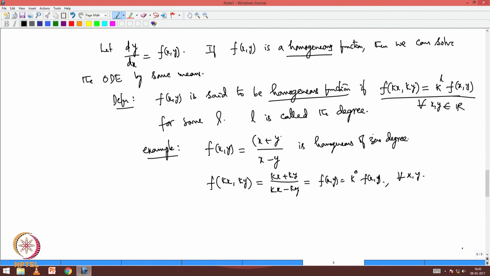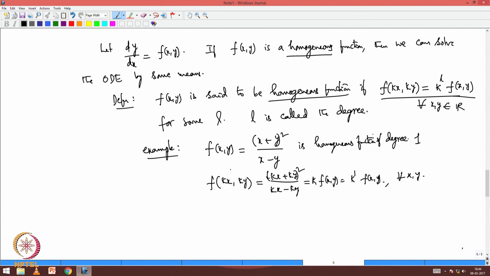So, if you make it square, in the numerator, it will become a homogeneous function of degree 1. If you simply replace with the square, a k comes out, so you will have k power 1, so you have a homogeneous function of degree 1. These are common, so you may get functions like this.